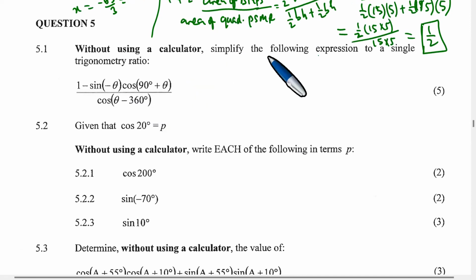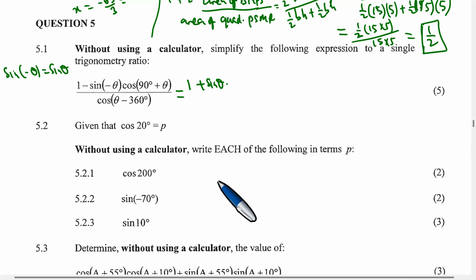Without using a calculator, simplify the following expression to a single trigonometric ratio. So let's just simplify this over here. Okay, right. So you have the number 1. The sine is an odd function, so the sine of minus theta is equal to minus the sine of theta. So the cosine of 90 degrees plus theta is in the second quadrant. In the second quadrant, cosine is negative.